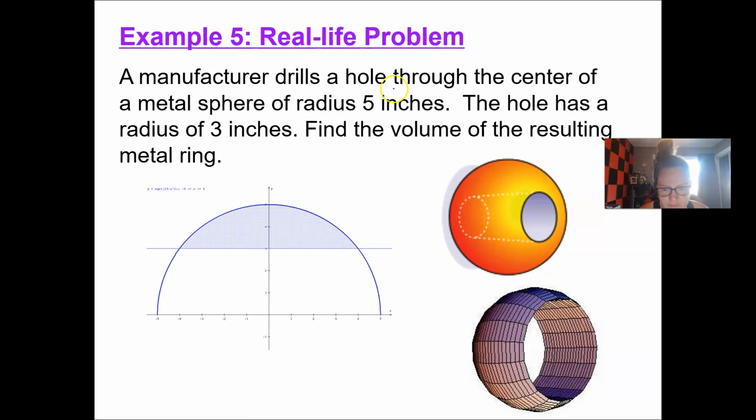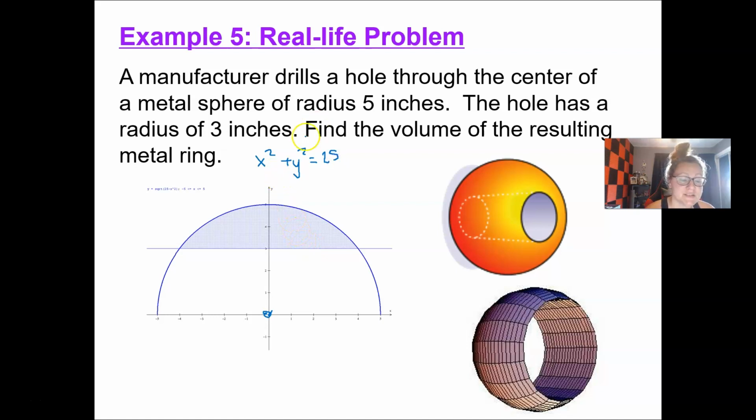So for this one, we're going to revolve it around the x-axis, so it's going to be with respect to x. Okay. My outer function is the top half of a circle, right? The circle is centered at 0, 0, so the circle would be x squared plus y squared equals my r squared, right? And so my r squared is 25 because it's got a radius of 5.